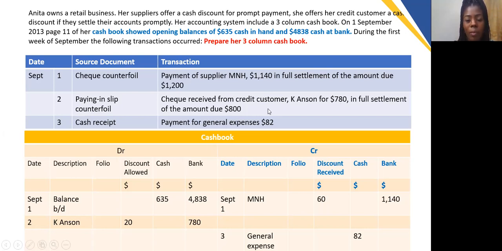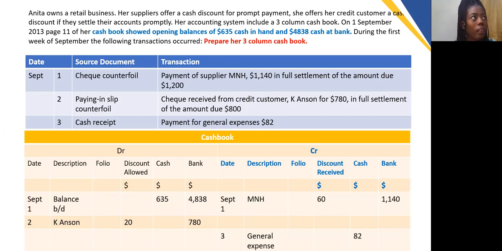So we are receiving money from a customer and we are allowing them to pay less. So this is a discount allowed, right? He originally owed us 800. We allowed him to pay 780. So we come down to the date, put the date, September 2nd. Who is this transaction dealing with? It's dealing with K. Anderson. How much is the discount? The folio references, guys, you will get that when you start to do double entry, and when you start to take a cash book and post it to your ledgers. So that's the next step. Remember, it's a process.